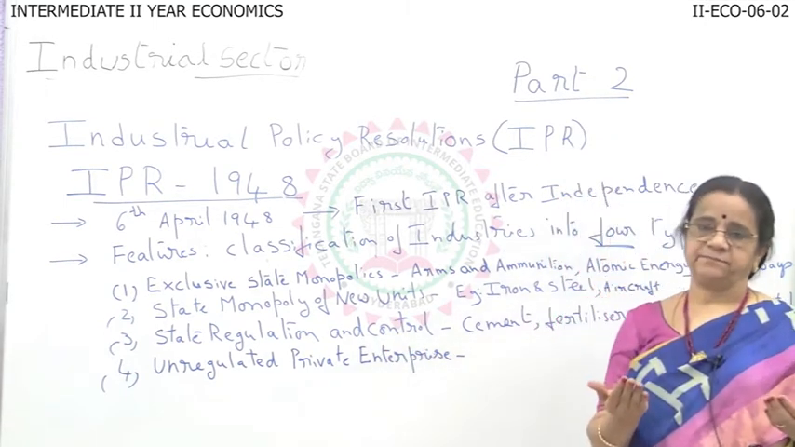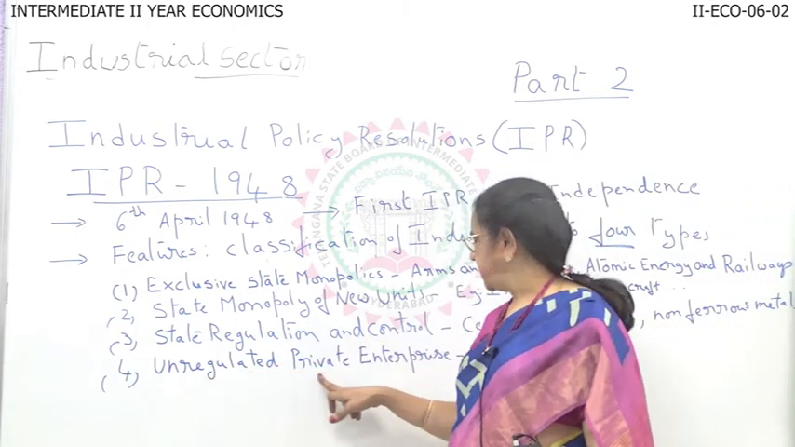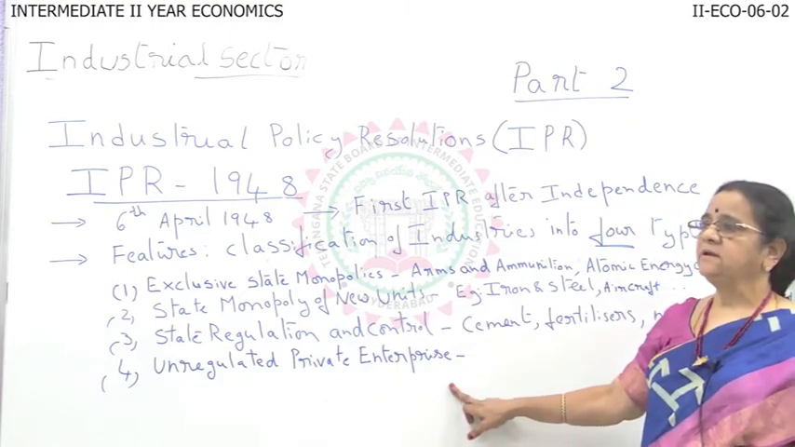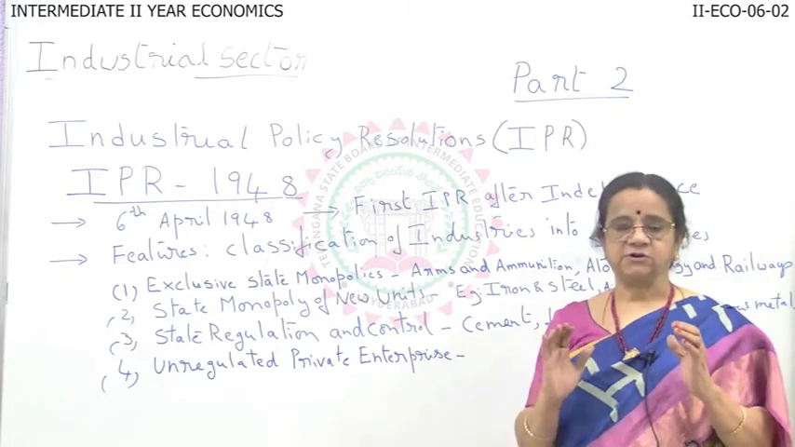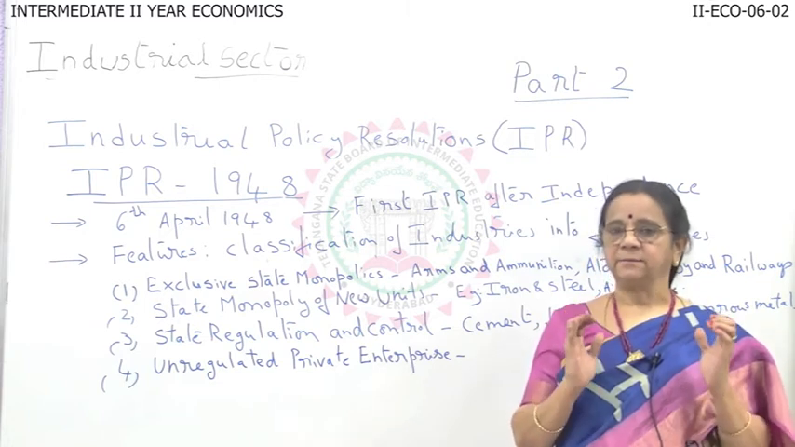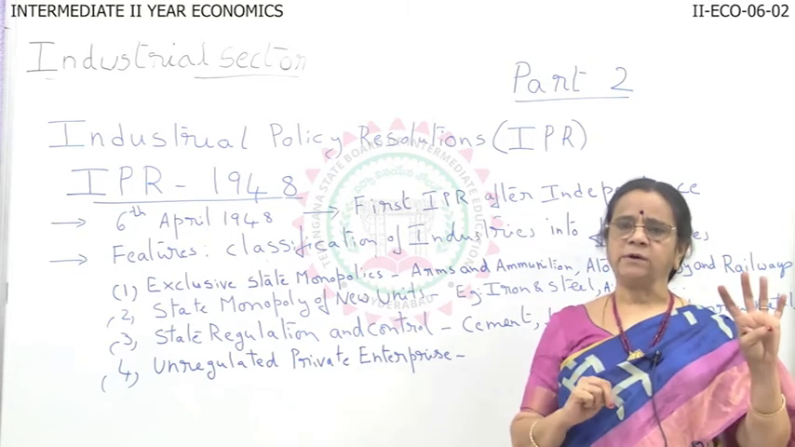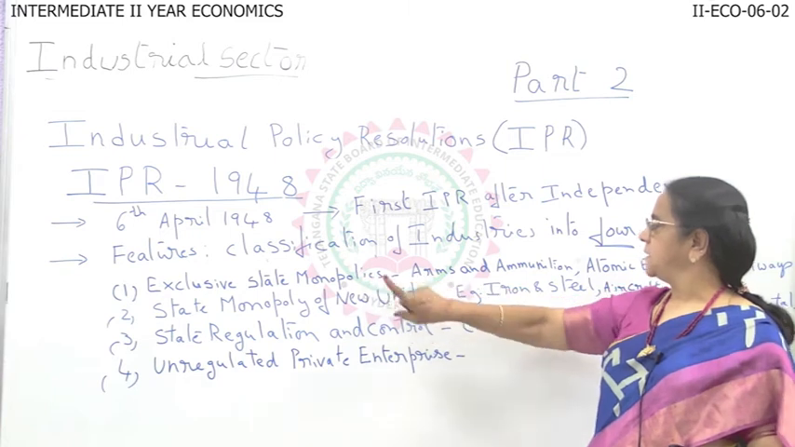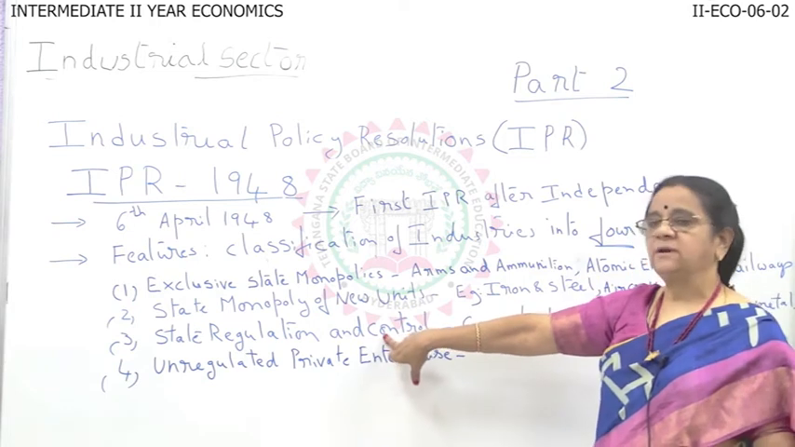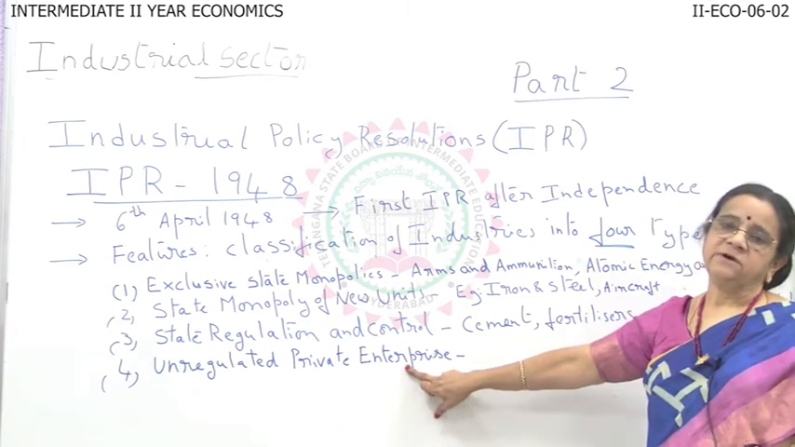Then the last, fourth category, was called unregulated private enterprise. The sector left to the unregulated private enterprise. This category of industries would be left to the initiative of private enterprise. So, industries were classified into 4 types: exclusive state monopoly, state monopoly of new units, industries subject to regulation and control by the government, and industries left to free enterprise of the private sector.